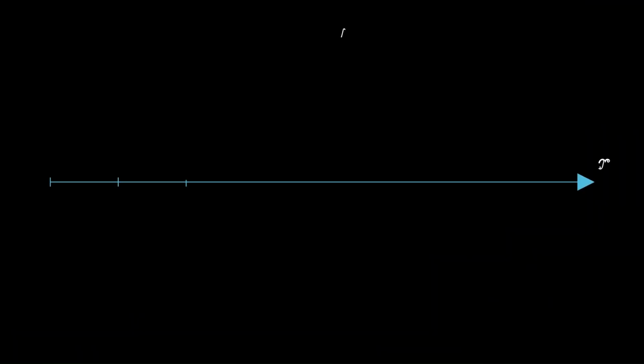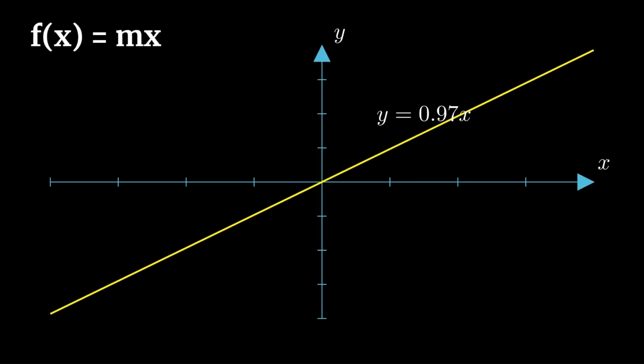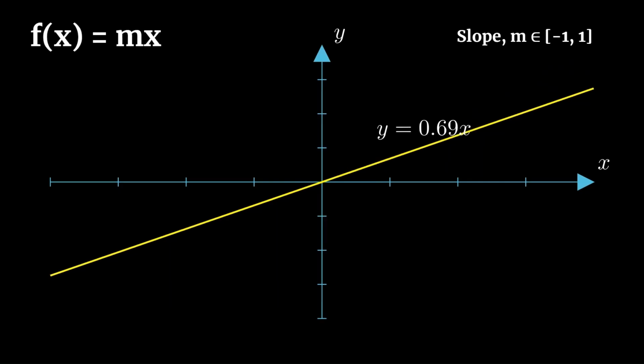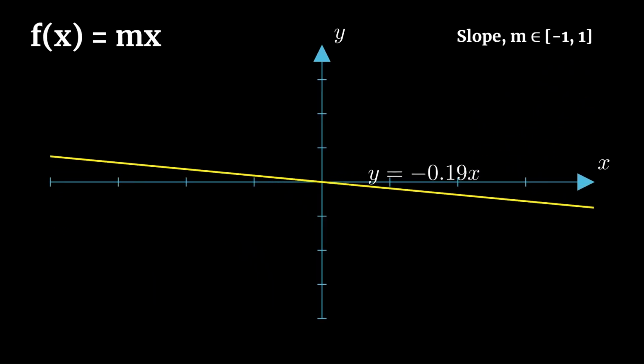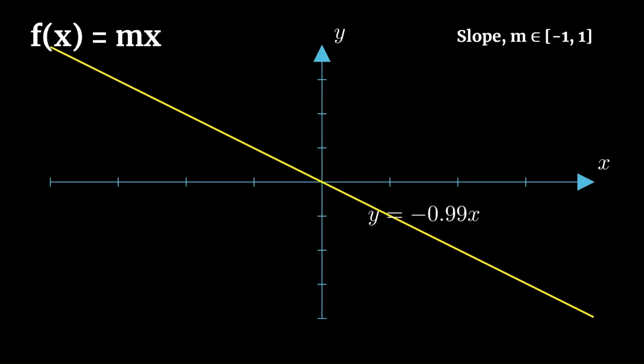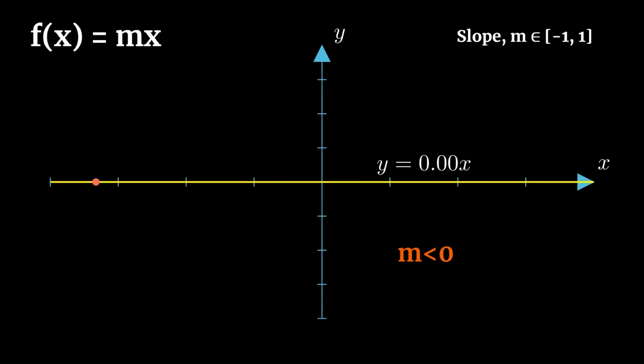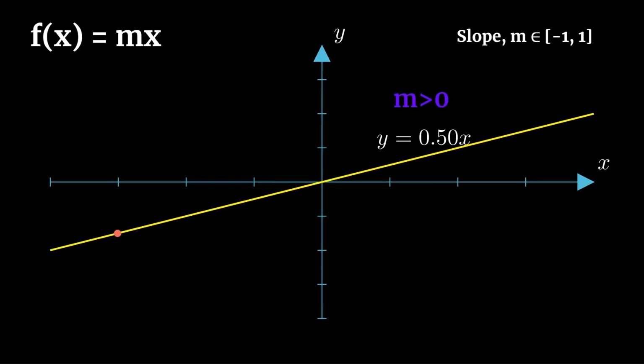First, let's start with a linear function, f of x equals mx, where m is the slope of the line. As we rotate the line about the origin, the value of slope m changes from +1 to -1. So, we can say that if a linear function's slope is negative, it decreases. If it's 0, it is constant, and if it's positive, it increases. But what if f of x isn't linear?